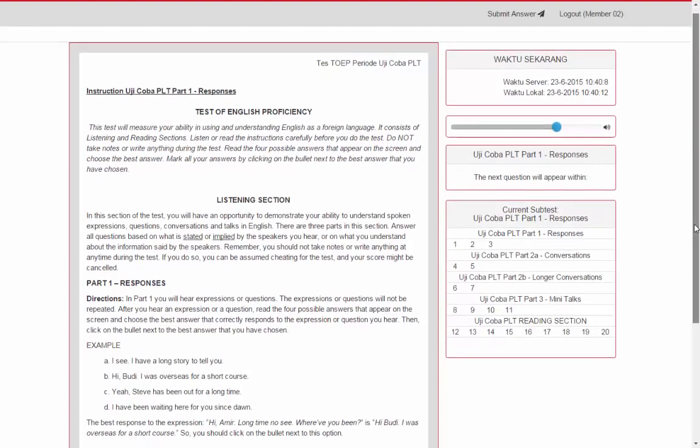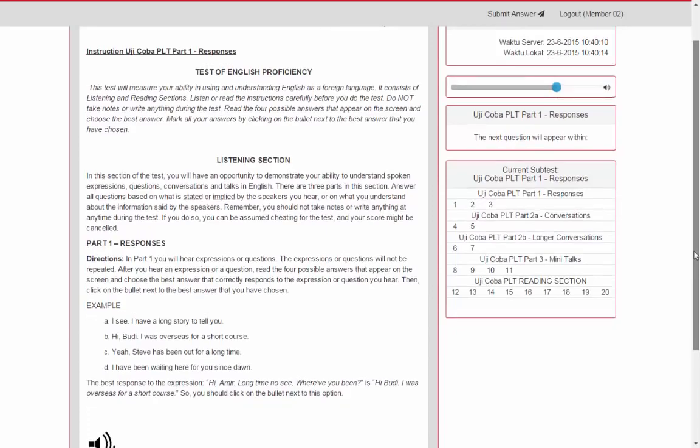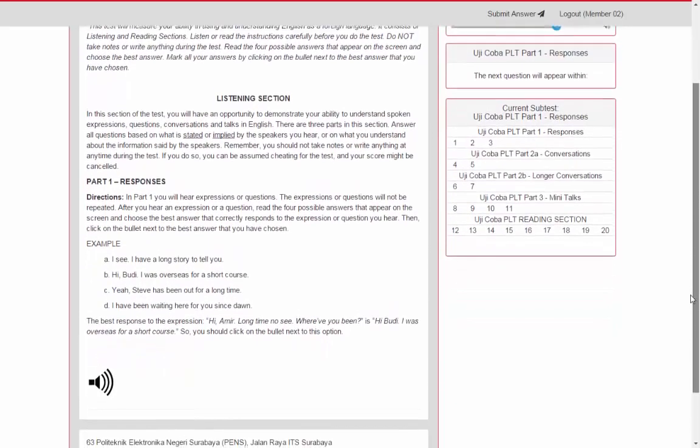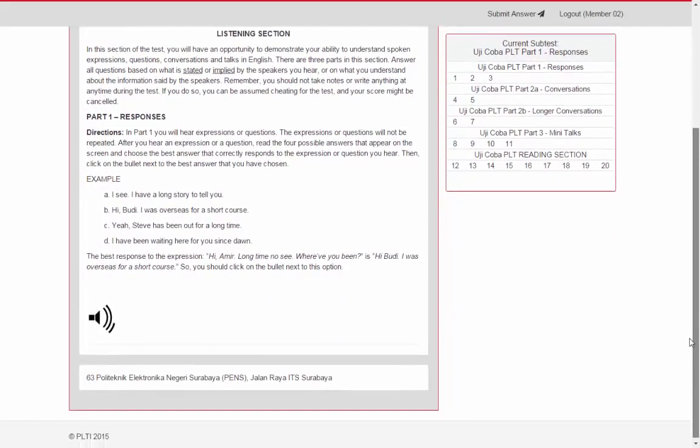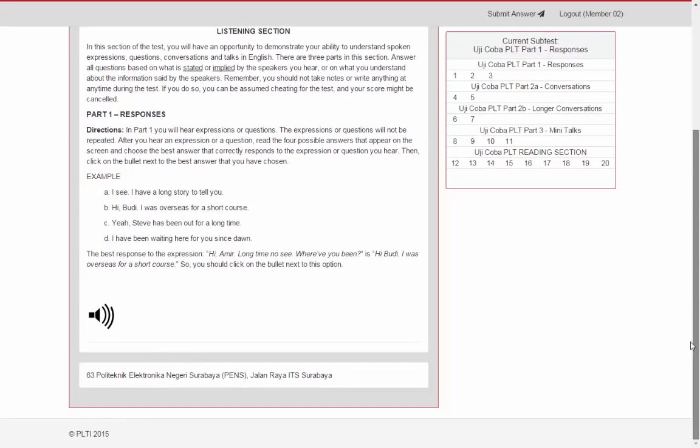Read the 4 possible answers that appear on the screen and choose the best answer. Mark all your answers by clicking on the bullet next to the best answer that you have chosen.